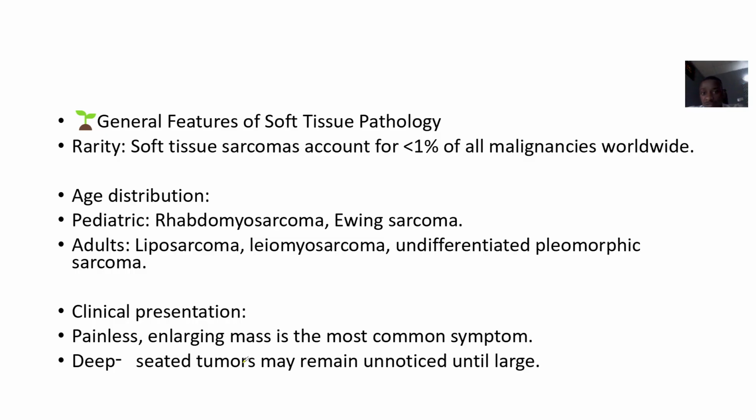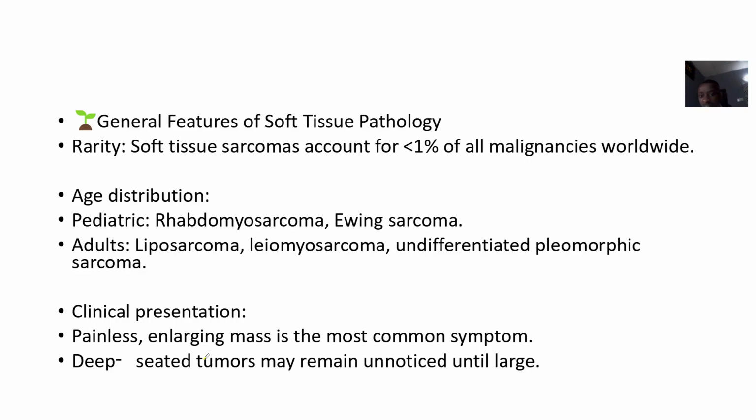So what are the general features of soft tissue pathologies? They are rare, okay? If you combine all the cancers in the world, soft tissue pathologies are less than 1% of it. Age distribution: in the pediatric age, that's in children, you have mostly rhabdomyosarcomas, Ewing sarcomas, a lot of them, okay? We're just listing for example's sake. In adults, you have things like liposarcoma, leiomyosarcoma, and undifferentiated pleomorphic sarcomas.